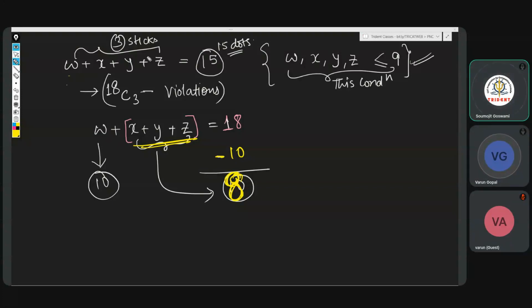We said that if there were no conditions, because these are individual digits, the value of these individual digits has to be less than or equal to 9. So if this condition was not there, the value would have been 18C3. But since we have a condition, there are multiple violations because, hold on, I think this will be 15 itself. Yeah, this is correct. I messed it up. This is 15. Sorry, I'll do it again. Just give me 1 second.